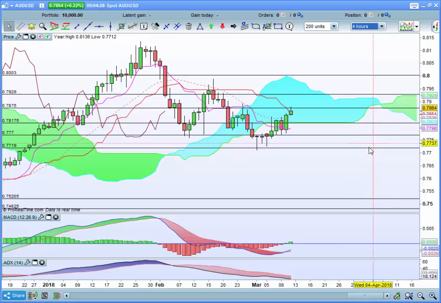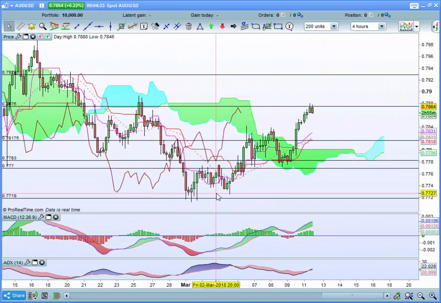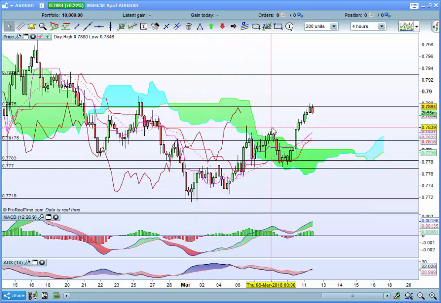Looking at the 4-hour chart, we can see how we've had a nice little rally after rebounding from old support levels here. We had a MACD buy signal there, bit of profit taking there, sell signal, rebound back again on the bottom end of the cloud.